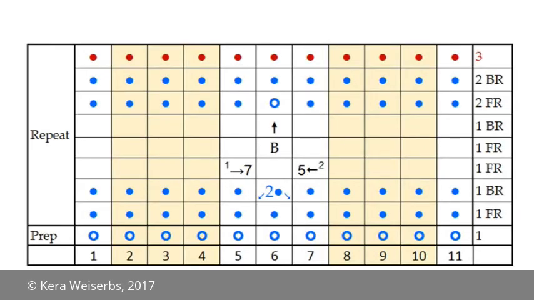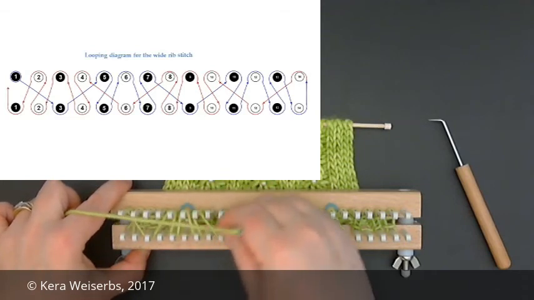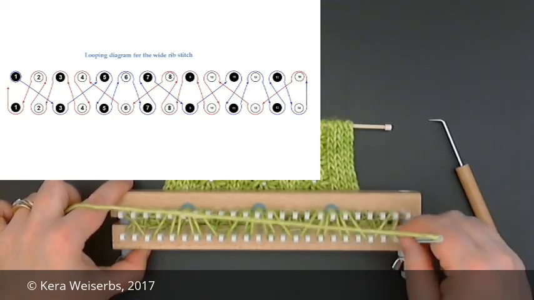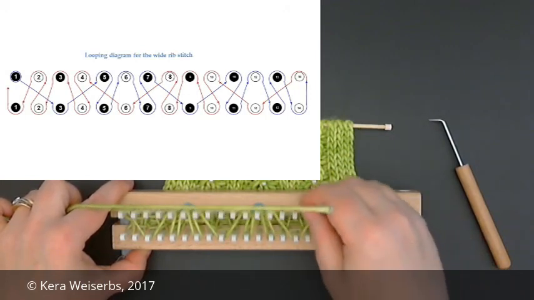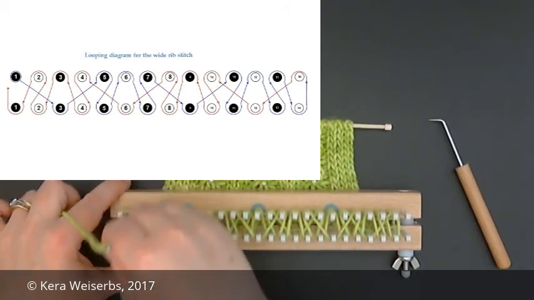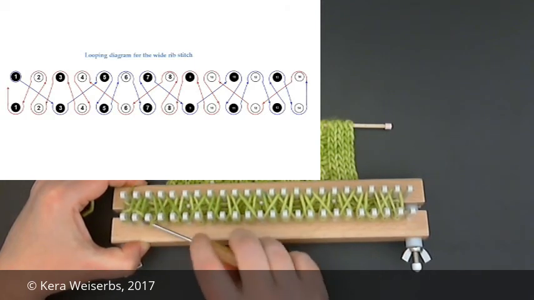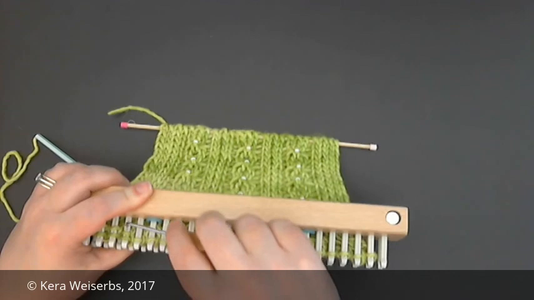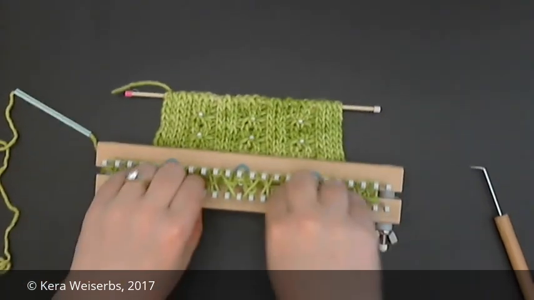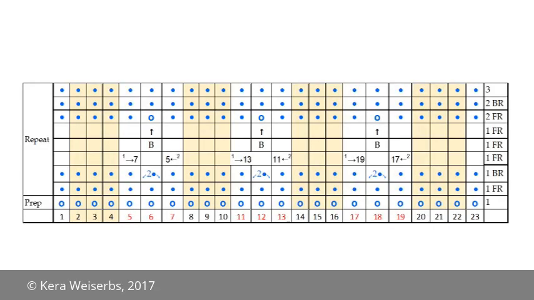Complete the stitch by knitting another row of the wide rib stitch. Now you're ready to add another row of the wide rib cable stitch with beads.